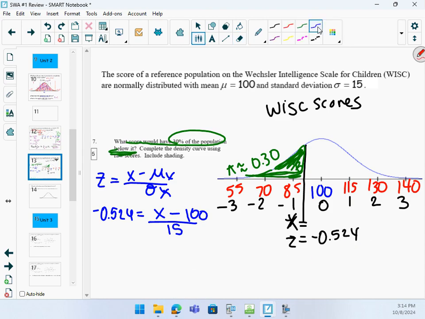But from here, we can finish by multiplying by 15 on both sides. When I multiply by 15 on both sides, these will cancel out, and then I'll be able to add the 100, and after all of that is over, we'll end up with 92.934. And again, that makes sense if you come back and look on the table. That is between 85 and 100. That kind of checks out, and so we're good with that.